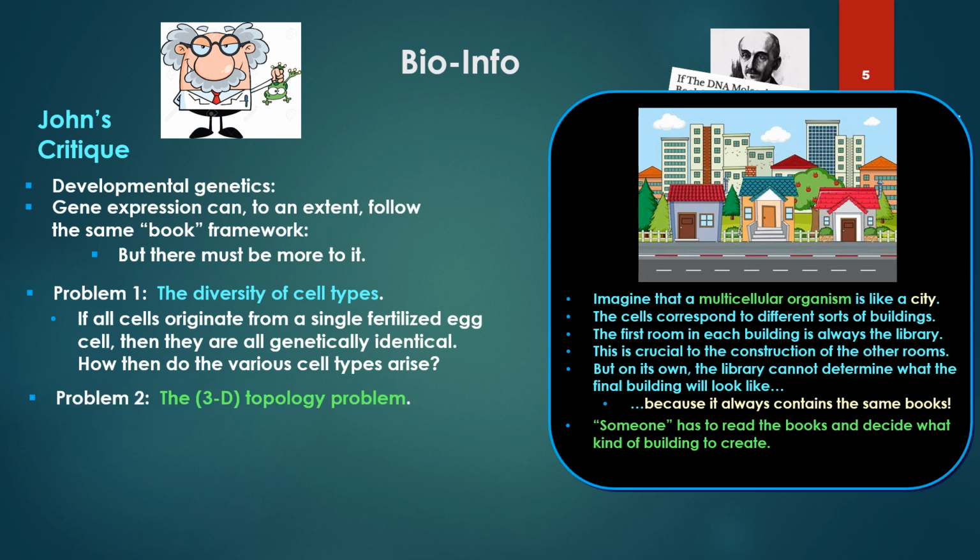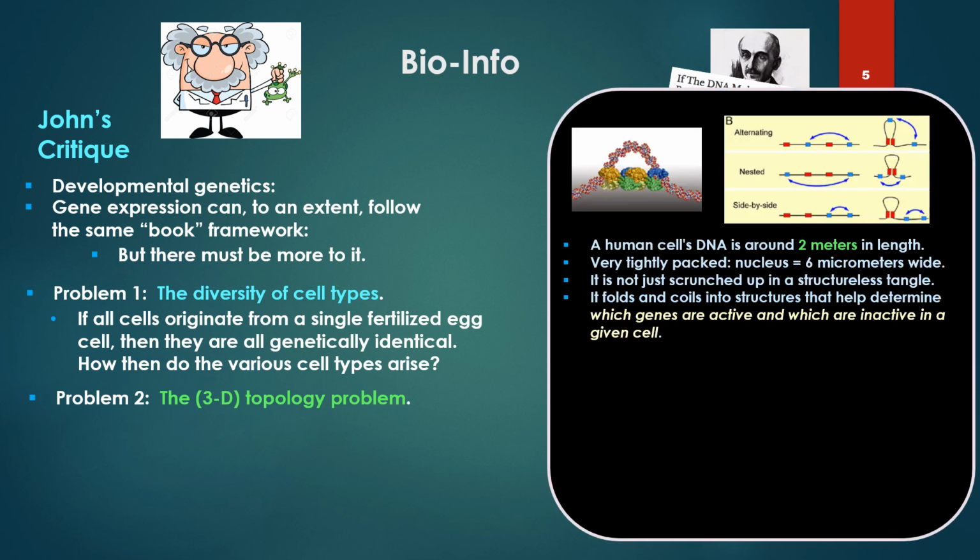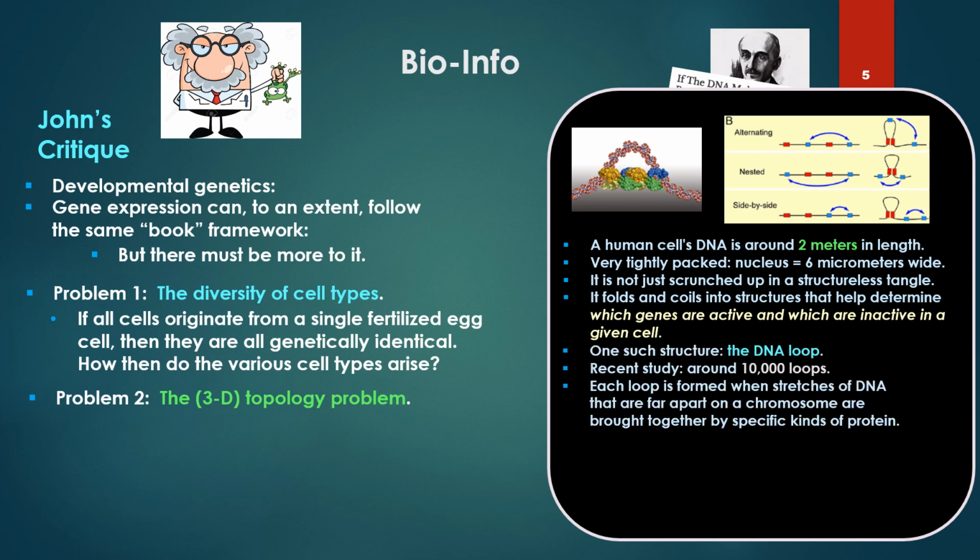Problem 2, the 3D topology problem. A human cell's DNA is around 2 meters in length. It's very tightly packed, and the nucleus is only 6 micrometers wide. It is not just scrunched up in a structureless tangle. It folds and coils into structures that help determine which genes are active and which are inactive in a given cell. One such structure is the DNA loop.